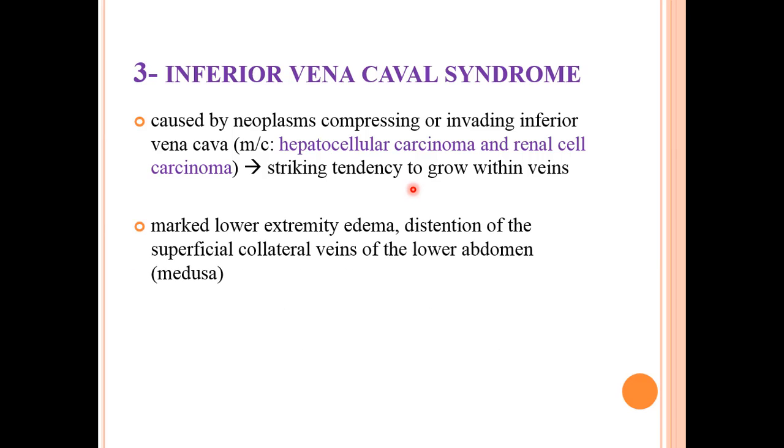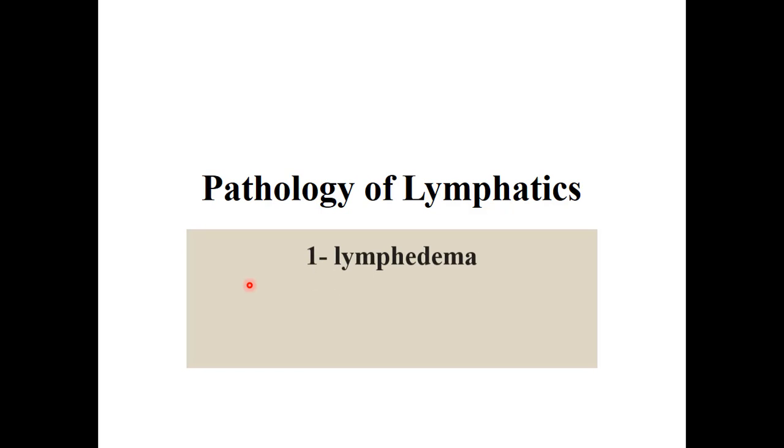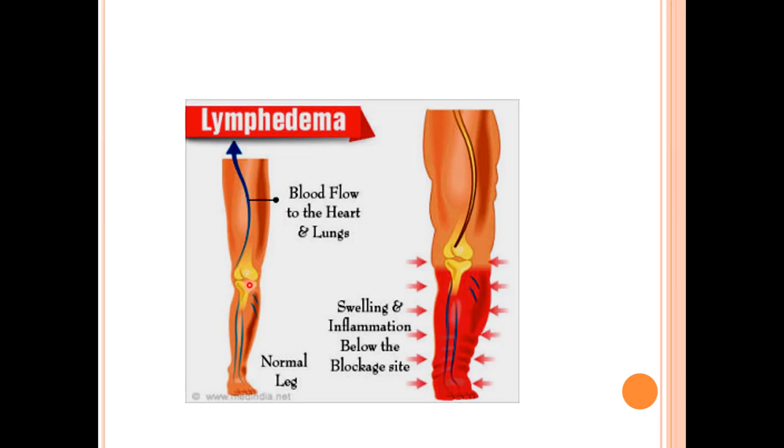The patient will develop marked lower extremity edema, distension of the superficial collateral veins of the lower abdomen, or what we call the Medusa head. Moving into some selected topics within the pathology of lymphatics, we will be very briefly discussing the following: lymphedema, lymphangitis, and chylous. Starting with lymphedema, we mean by that the presence of edema that is the result of lymph.